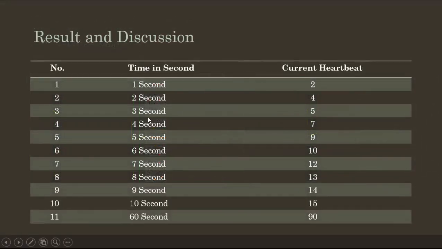Here is a data table for pot Hg equal to 80%. We can see after 1 second we got 2 heartbeats, after 2 seconds we got 4 heartbeats, after 3 seconds we got 5 heartbeats, after 5 seconds we got 9, after 7 seconds we got 12, and lastly after 10 seconds we got 15 heartbeats in the LED. And then if we multiply the current heartbeat count by 6, we get 90 heartbeats per minute. So for 80% pot Hg, the heartbeat per minute is 90. Now go to the next slide.